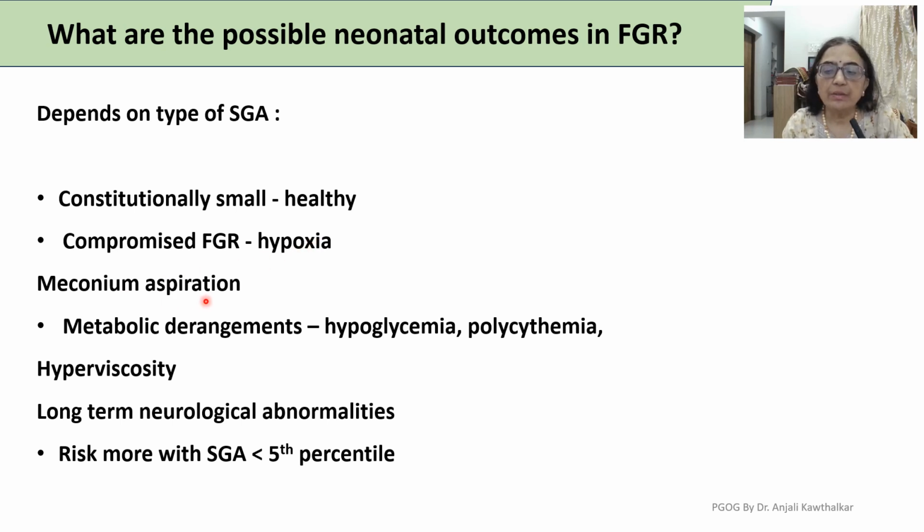Meconium aspiration is another complication. Metabolic derangements are common, such as hypoglycemia, polycythemia, hyperviscosity. So all these complications are there in compromised fetal growth restricted babies or small for gestational age babies, and not in constitutionally small babies. Even long-term neurological abnormalities such as learning problems and disabilities are seen more commonly in these compromised fetal growth restricted babies.